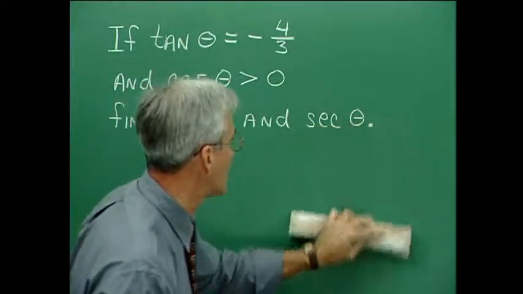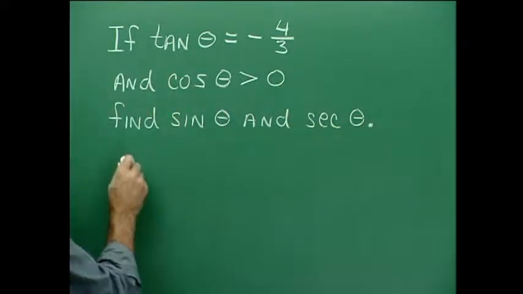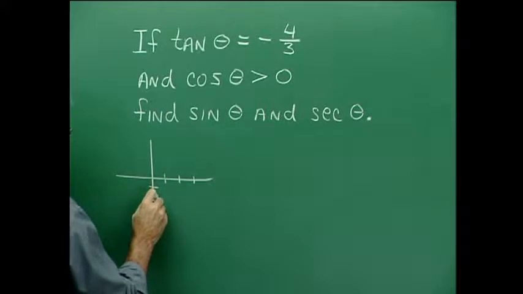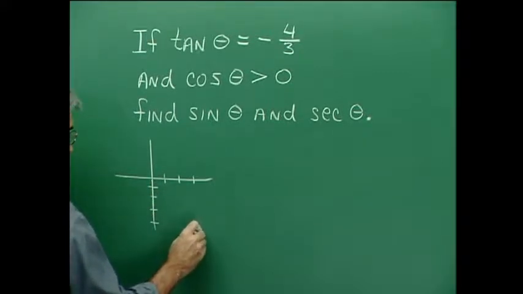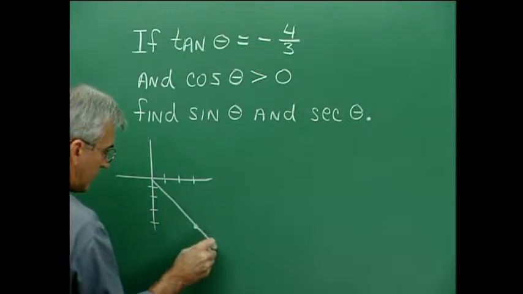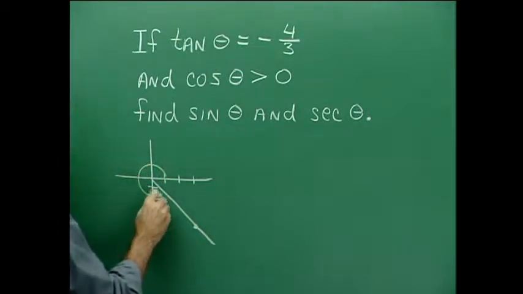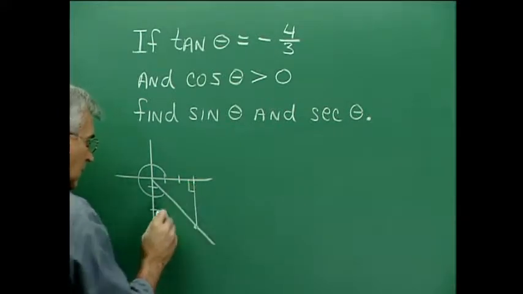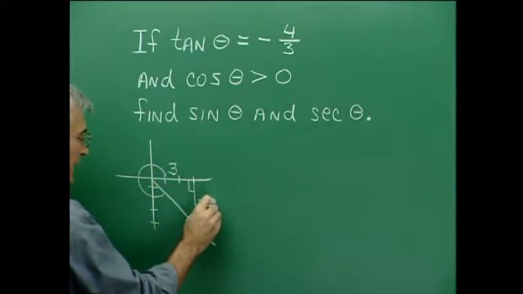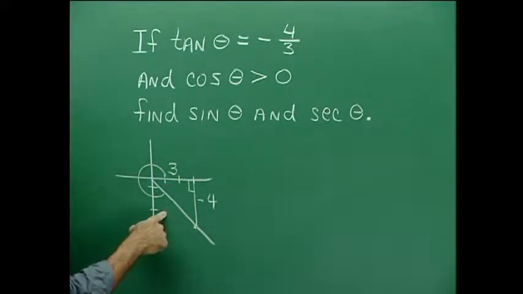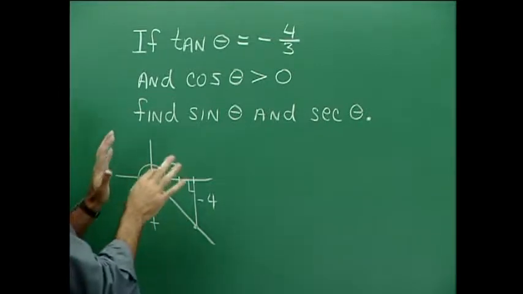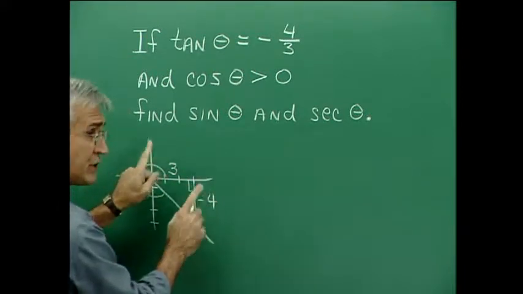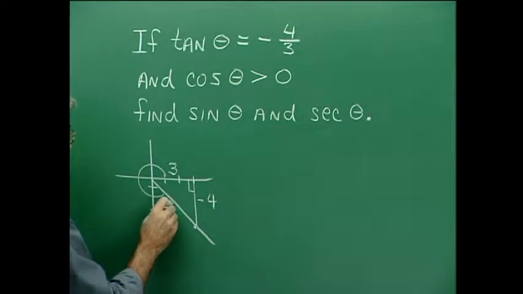All right, now I'm just going to rebuild that diagram. This is our angle, and this is our reference triangle, and this distance is 3, this is negative 4, and we can easily find the distance r here. After all, using the Pythagorean relationship, 3 squared is 9, plus negative 4 squared is 16, 9 and 16 is 25, square root of 25 is 5 for the value of r.